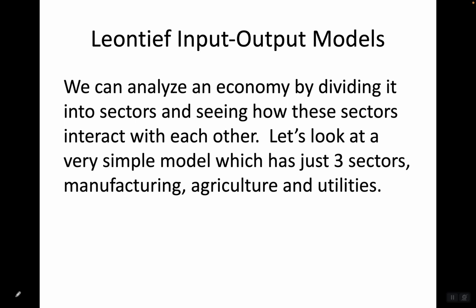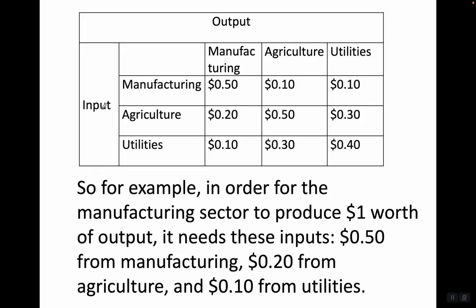Let's look at a very simple model which has just three sectors: manufacturing, agriculture, and utilities. Here's the input, and here's the output. So, for example, in order for the manufacturing sector to produce $1 worth of output, it needs these inputs: 50 cents worth from manufacturing, 20 cents worth from agriculture, and 10 cents worth from utilities.